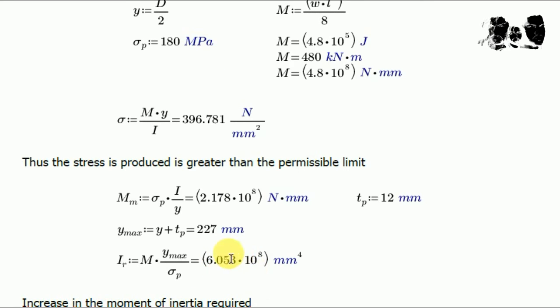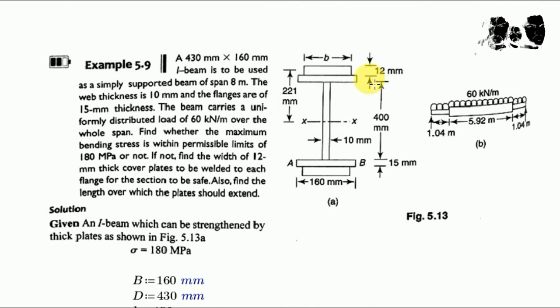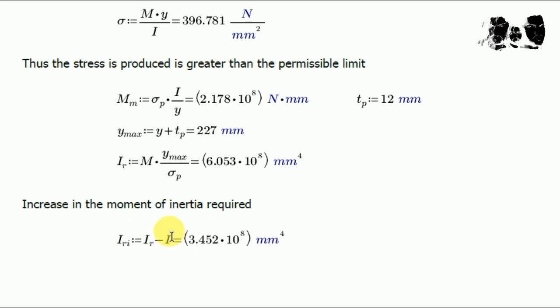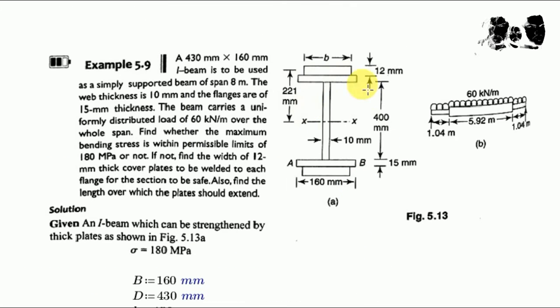But right now we have this much moment of inertia, so we have to subtract these two values to find the additional moment of inertia to be provided by these two plates. So we subtract the values and we have the extra moment of inertia which is needed from the plates. So we can easily find the moment of inertia in terms of the formula, because we already know the thickness of the plate.